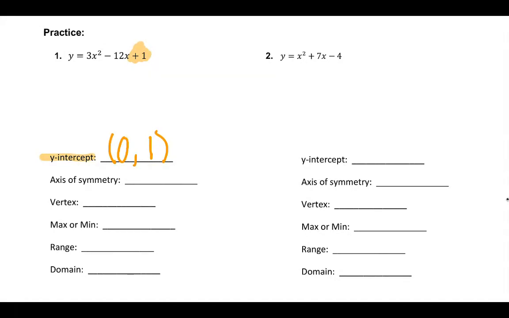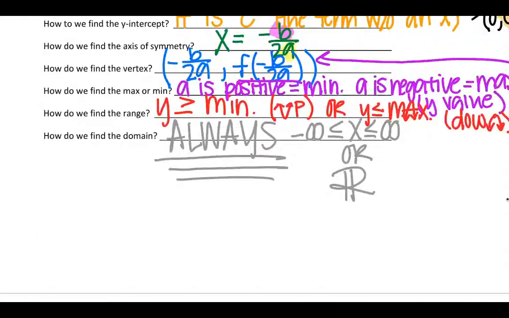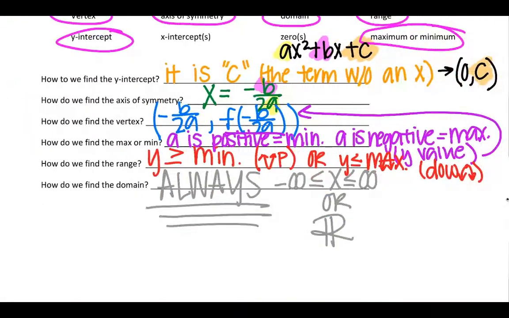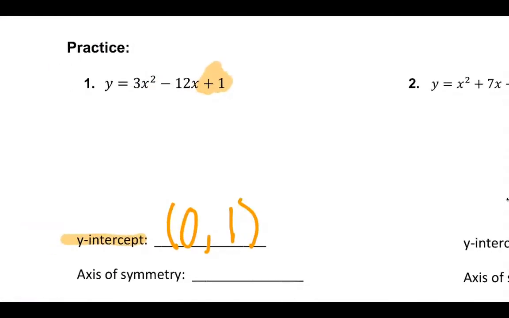To get your axis of symmetry, remember we have to use that formula from above. This one: x equals negative b over 2a. And remember, we've got 3 as our a this time, and negative 12 is our b.